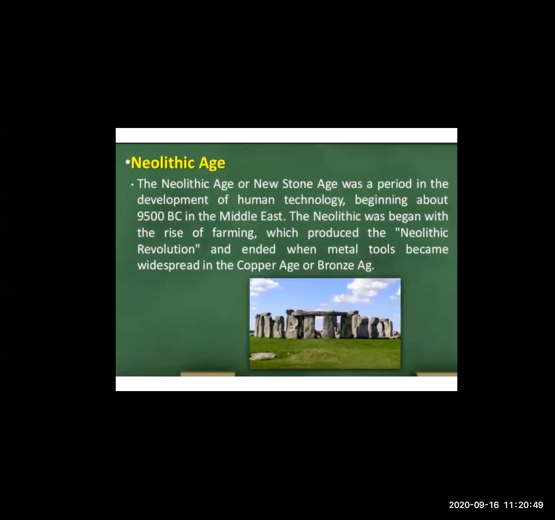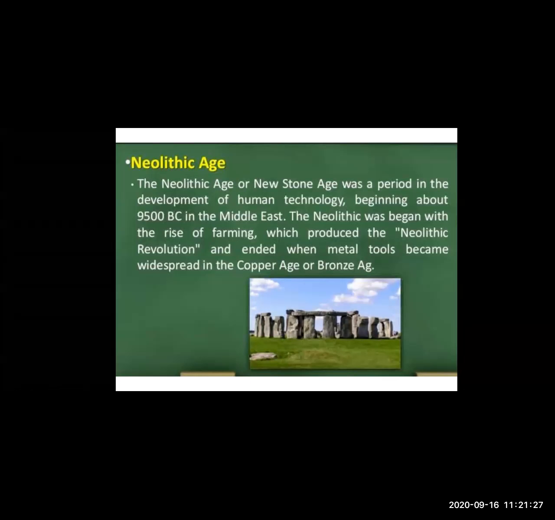The Neolithic age began with the rise of farming, which produced the Neolithic revolution. Farming was done in the Mesolithic time also, but with the help of new technologies and new techniques of farming, they started to produce lots and lots of food grains. This gave rise to the new revolution, which changed the lifestyle of the people, and it ended when metal tools became widespread in the copper age and bronze age.